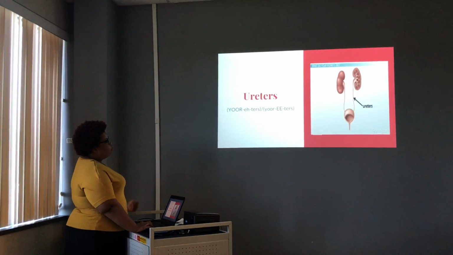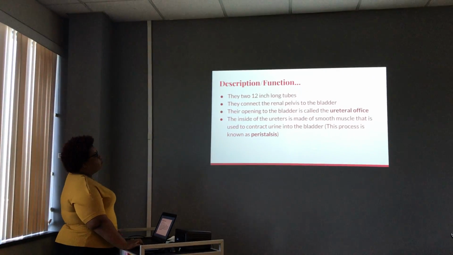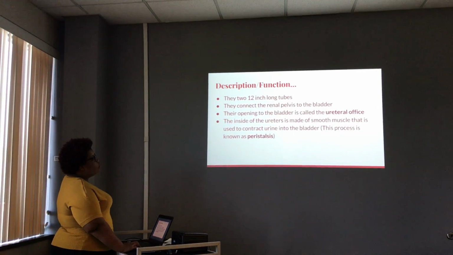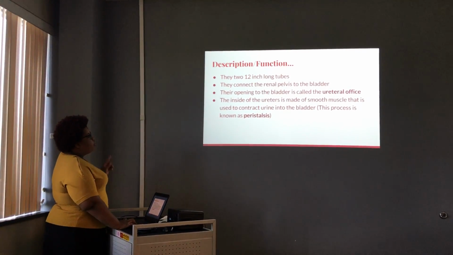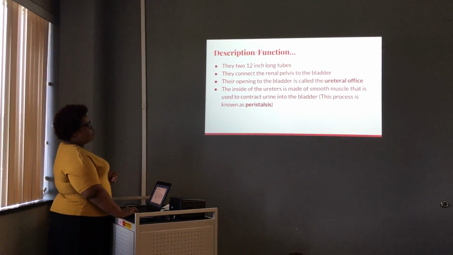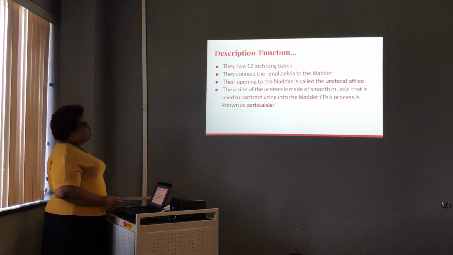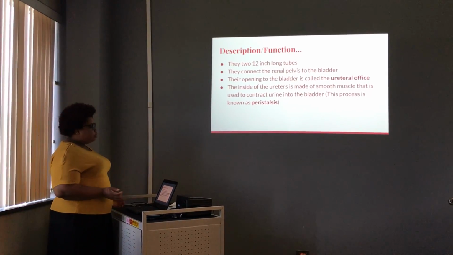We're going to talk about the ureters next. The description of them: they are two 12-inch long tubes that connect the renal pelvis to the bladder. Their opening to the bladder is called the ureteral orifice. The inside of the ureters is made up of smooth muscle that is used to contract urine into the bladder. This process is called peristalsis.